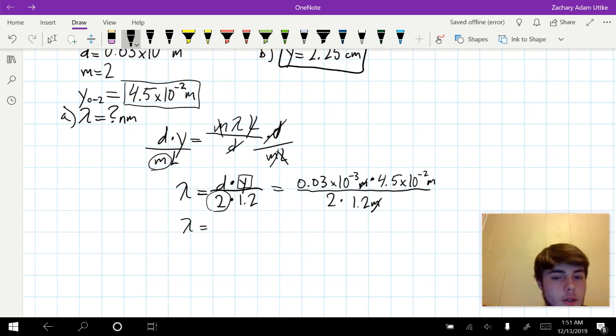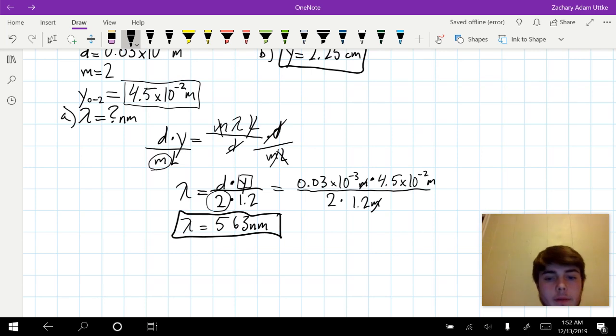So let's calculate it. 0.03 times 10 to the negative third times 4.5 times 10 to the negative second, divided by 2 times 1.2. Okay, so let's see. Yep, I get 563 nanometers. So this is our wavelength of light.